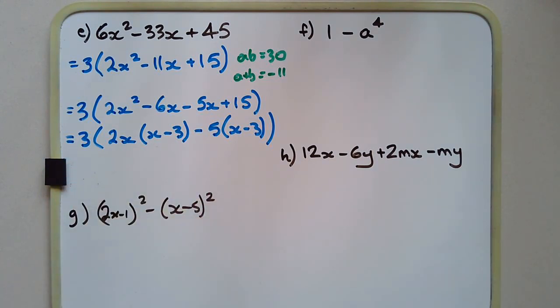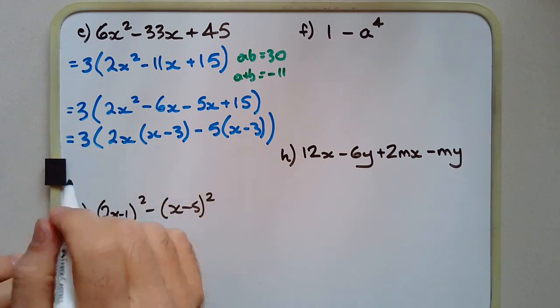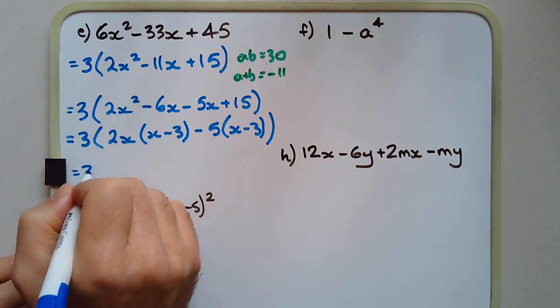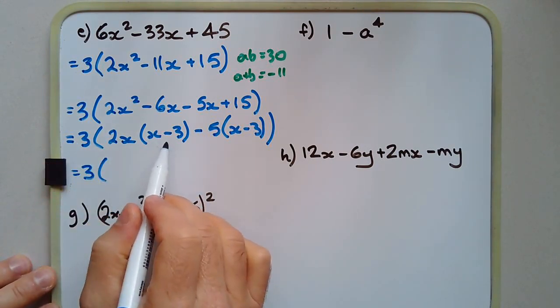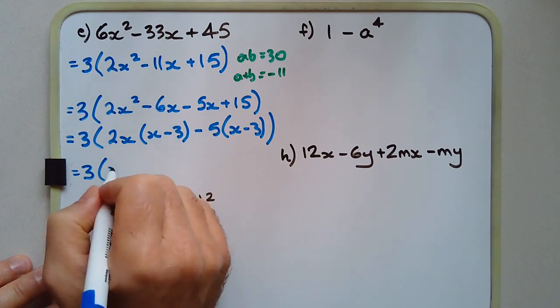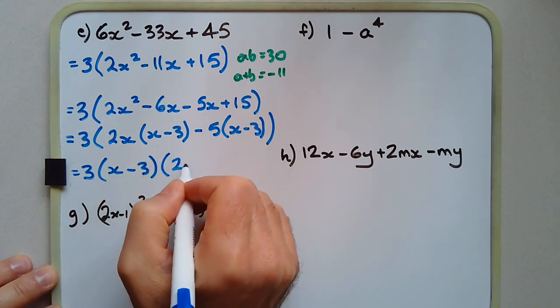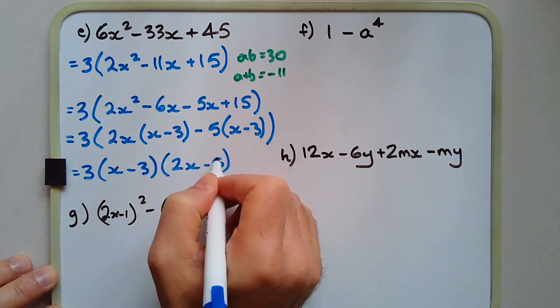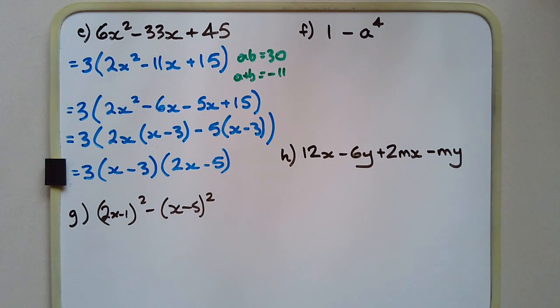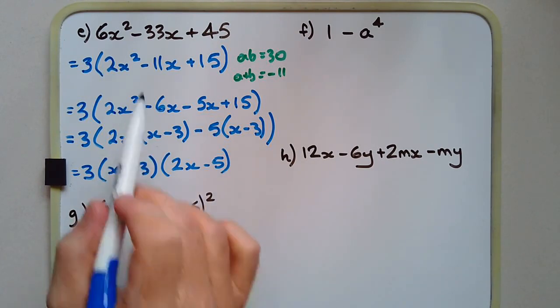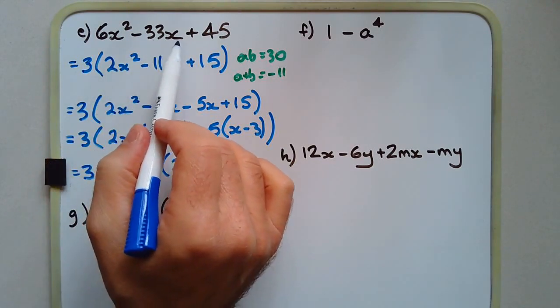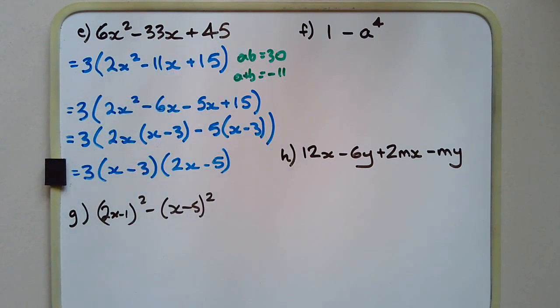So writing down this solution, the 3's on the outside, so that stays where it is, and you have x minus 3, our common factor inside the brackets, and 2x minus 5 as our solution there. If you multiply that all out, you should end up with 6x squared minus 33x plus 45. So I think we're happy with that. If you've used the cross method, you should end up with the same solution.